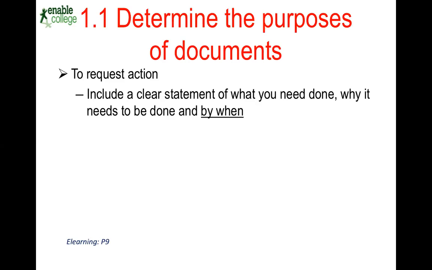So if we do need action about anything, so if you're going to draft and send a document that you need some action done, you need a very clear statement of what you need done. You need to tell people why it needs to be done. You might not have to go into specific details, but you need to let them know the purpose of it, why it needs to be done, and importantly, by when. So that's extremely important: if you want action on something, give a date and make sure it's delegated to someone.